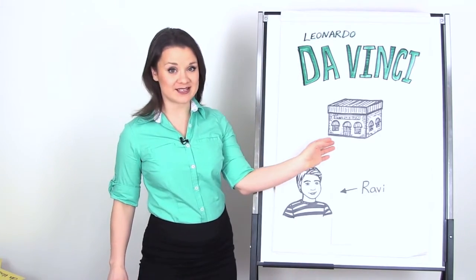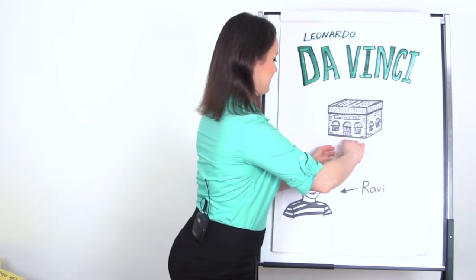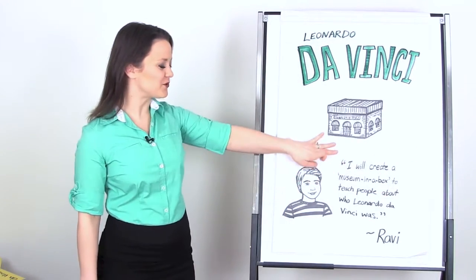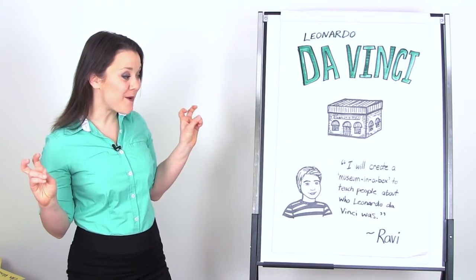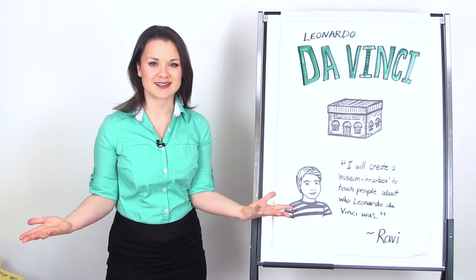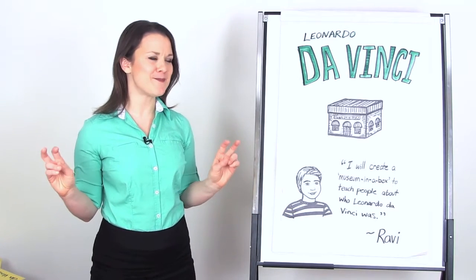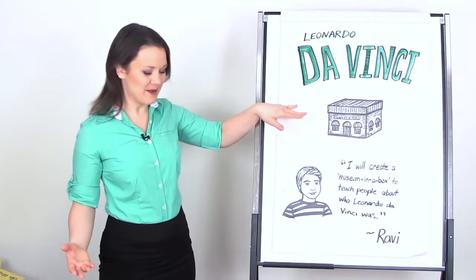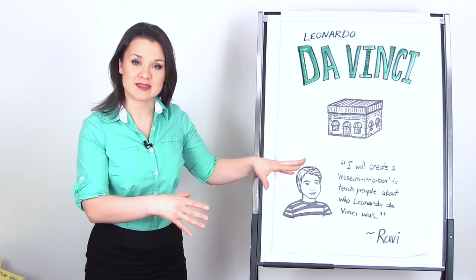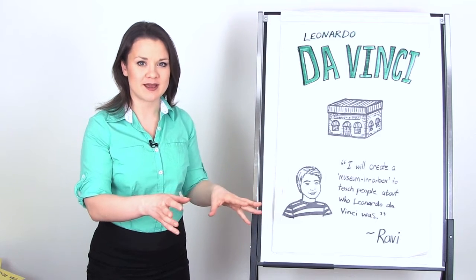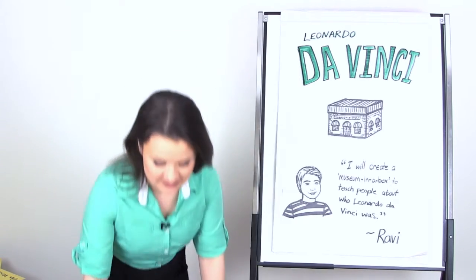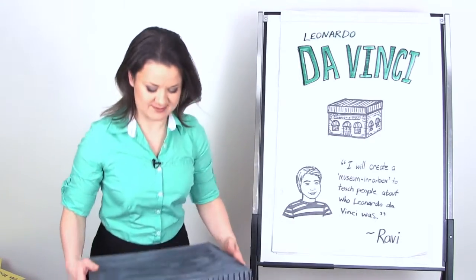So here is what Ravi's going to do. He says, I will create a museum in a box to teach people about who Leonardo da Vinci was. Create a museum in a box. Now, what could that be? Well, I'll give you a sneak peek, because as I said, I'm going to be following these projects throughout the course of this course and showing you how they turn out. So let me give you a sneak peek.